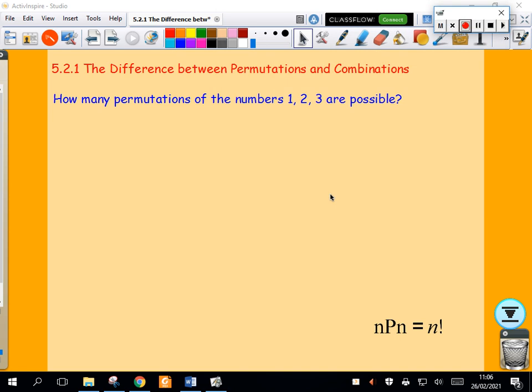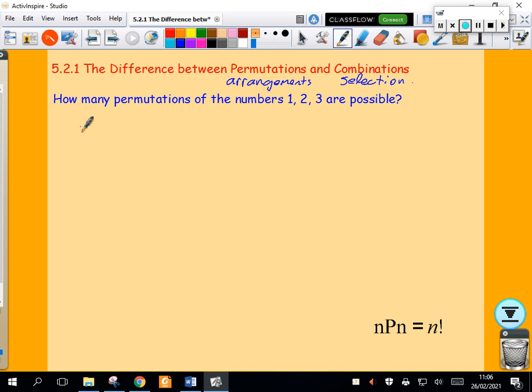Okay, so in this lesson I want to look at the difference between combinations and permutations. Another word for permutation is an arrangement. Another word for combination is a selection. So let me think about this question. It says, how many permutations of the numbers 1, 2, and 3 are possible?